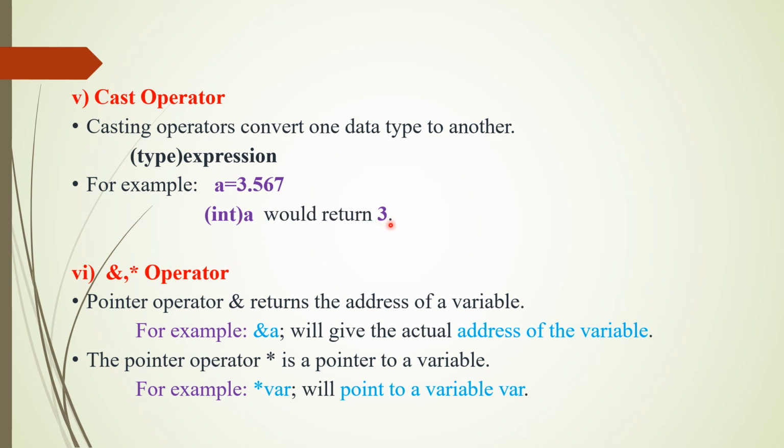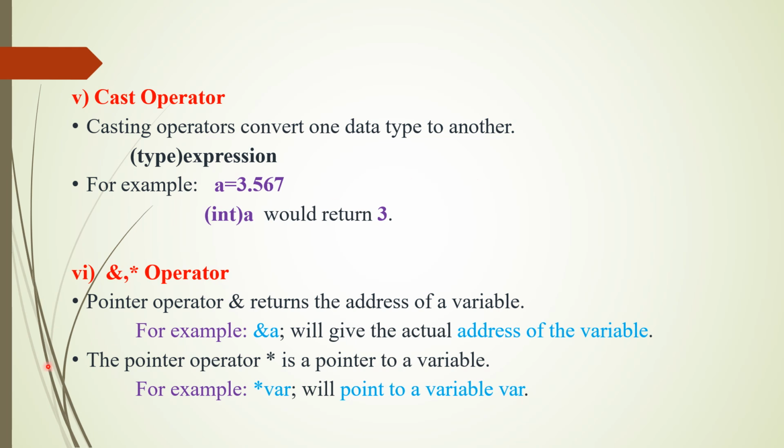Let us consider another example, a equal to 3, and I want to convert it to float. Then what I have to do is, within brackets, I'll write float a, and then the answer becomes 3.000. So you can convert float to integer and integer to float also.